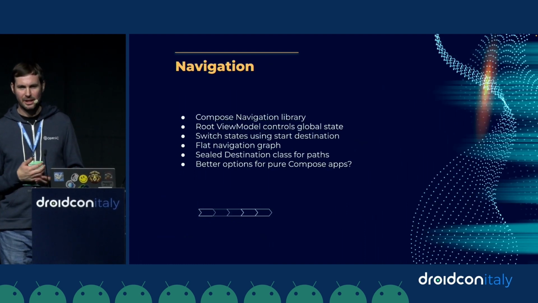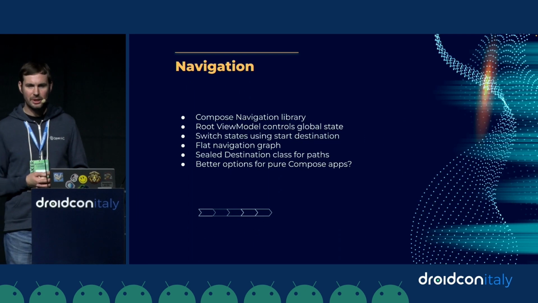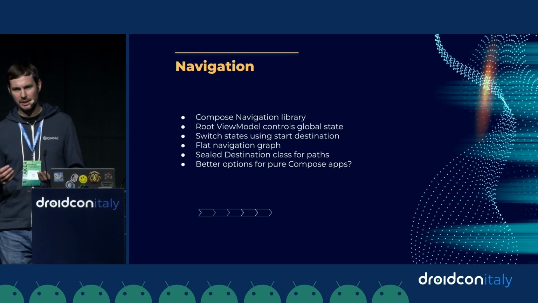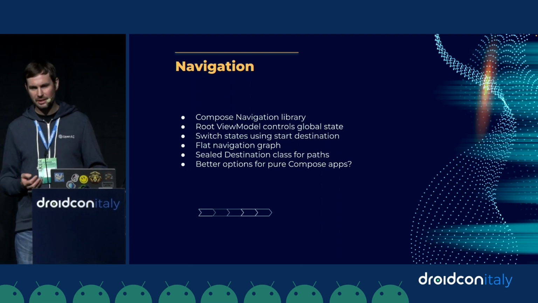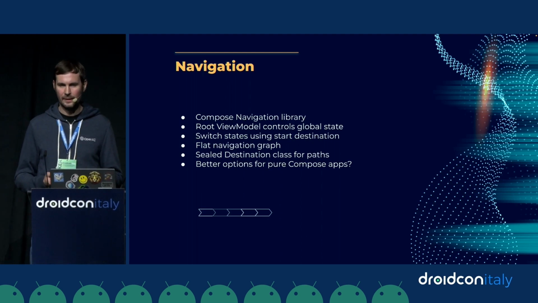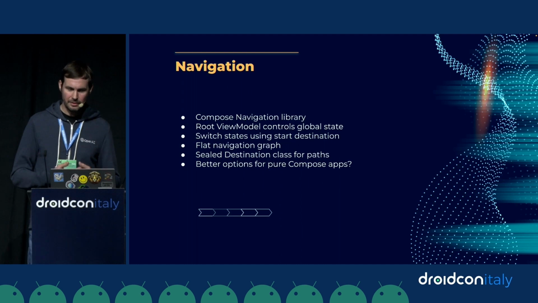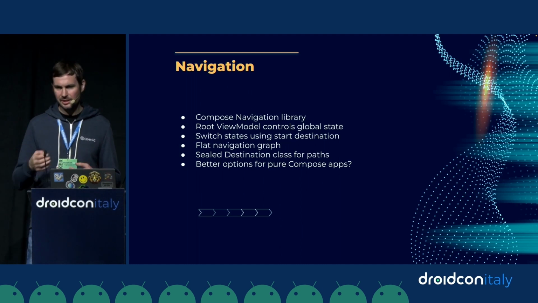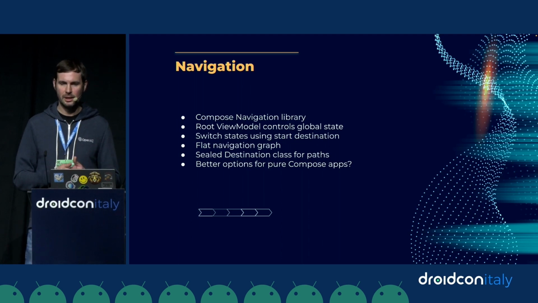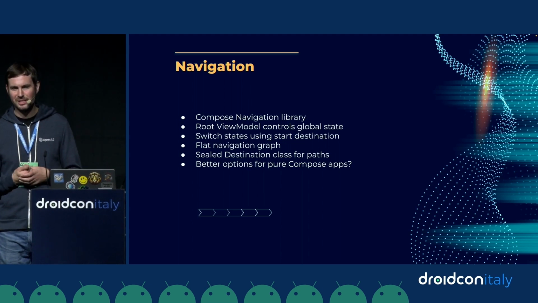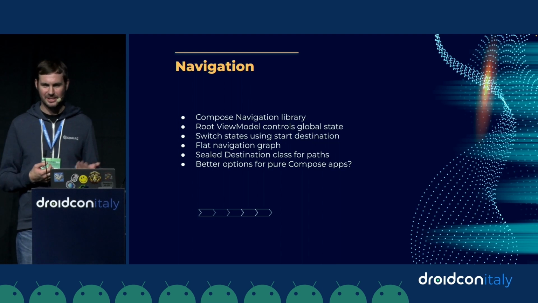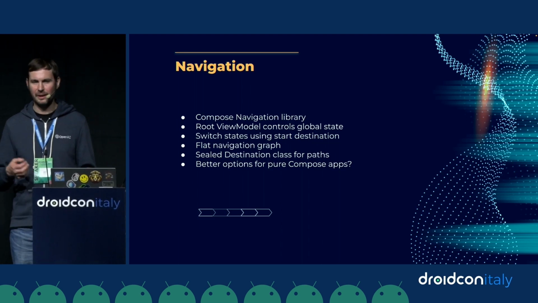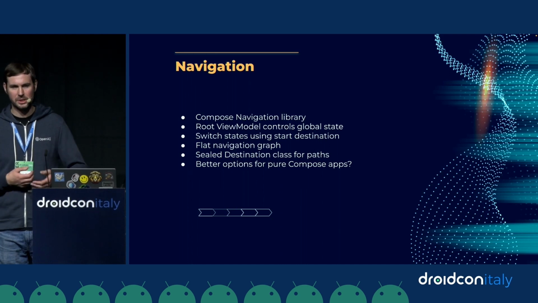Navigation, we use the standard Compose navigation library. We have a top-level view model that controls global state, things like login and service availability, so for the navigation graph, we set the start destination depending on that global state. That's not ideal, and apparently it's a misuse of the library. You shouldn't change the start destination on an existing graph, as it can fail on restoring the state when the app was killed.